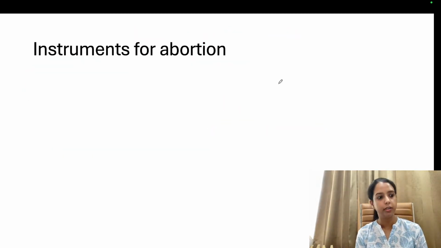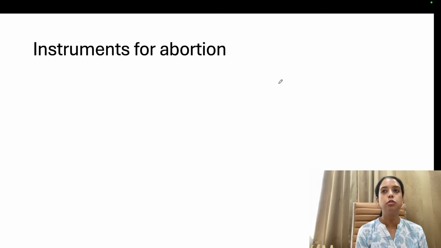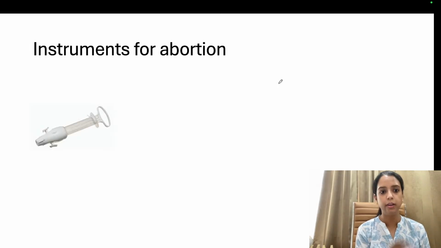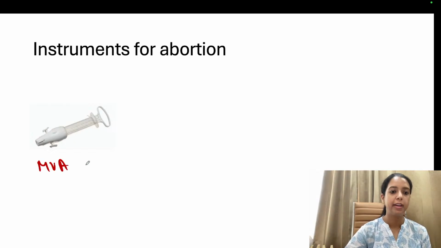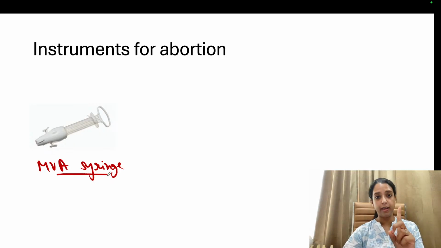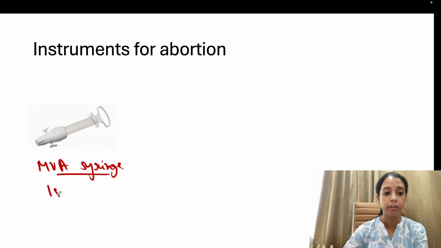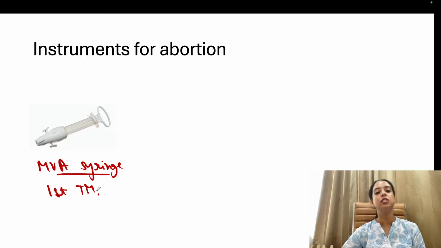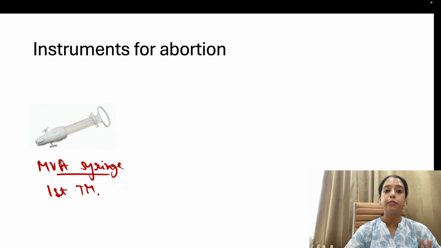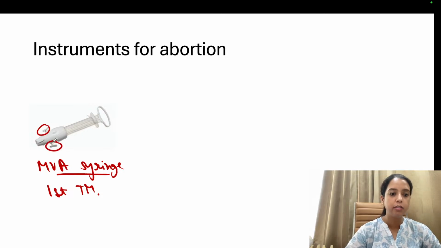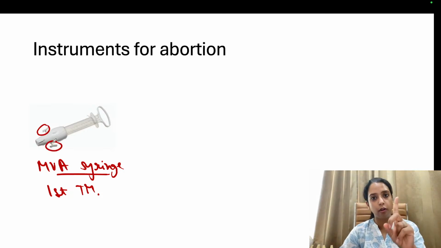Now comes abortion. Now let's see certain instruments used for induced abortion. Induced abortion. What is this? It is a manual vacuum aspiration syringe. It is an MVA syringe, specifically important, used only for first trimester abortion. MVA syringe is not used for second trimester abortion. Then it is of two types. Can you see two valves? It is bivalve, univalve.